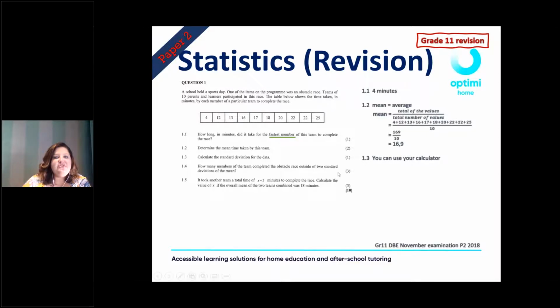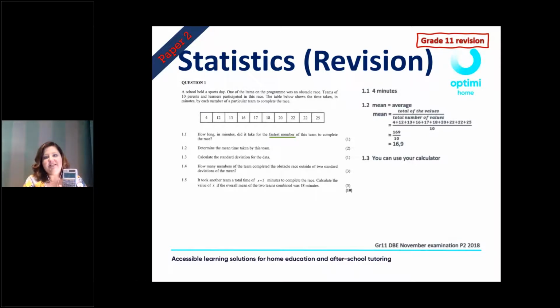So at 1.3, I said here that you can use your calculator. They say calculate the standard deviation for the data. So I'm going to spend a little bit of time on how to do it on your calculator. I didn't type it out over here, so I want you to listen very carefully. So you need to take your calculator and press the mode button and say that you're going to statistics, which is 3.